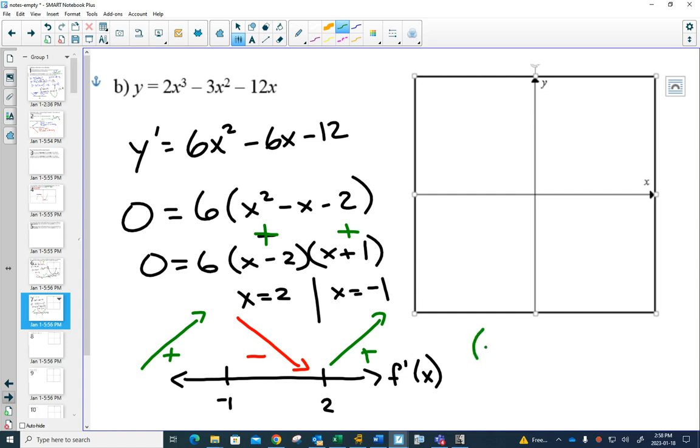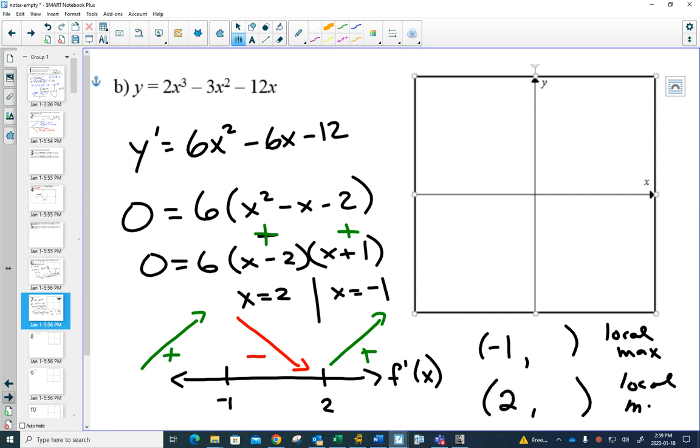And now I know that the following points, -1 comma something, that's going to be what we call a local max, and 2 comma something is going to become a local min. And our arrow diagram kind of tells us the shape of our graph. Can you see what the cubic one is going to flow like now?